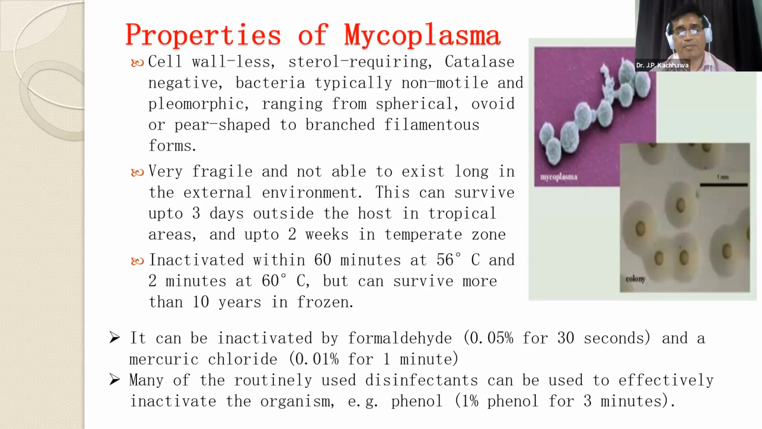If we increase the temperature up to 60 degrees centigrade, it can inactivate it within 2 minutes. But if we keep this organism in the frozen condition, then it can survive up to 10 years. This organism can also be destroyed by formaldehyde and mercury chloride at their particular concentration for a particular time.